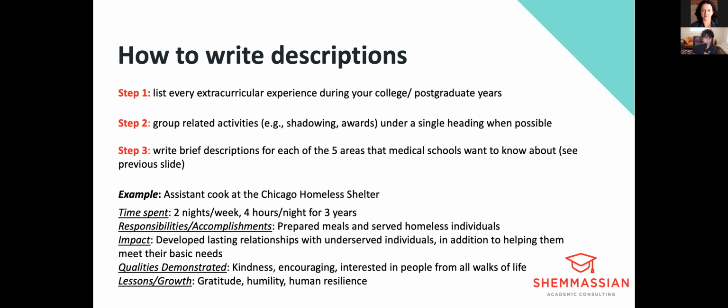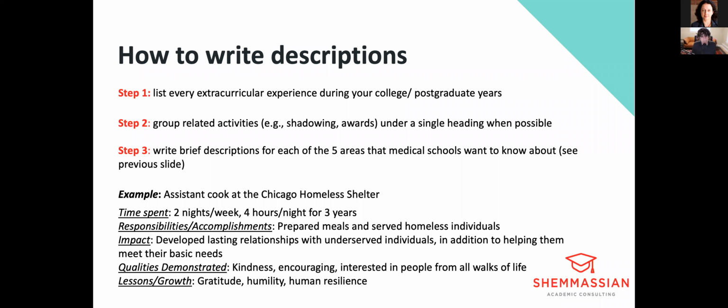All right. So let's get into an example of how to write these descriptions. Step one, list every extracurricular experience during your college and post grad years. Your resume would be very helpful for this. If there are things like shadowing or awards that you're not going to say a ton about, you can group those together, right? Sometimes people will try to have four separate shadowing entries because they want quantity, but unless it's something special, I probably would group them together.